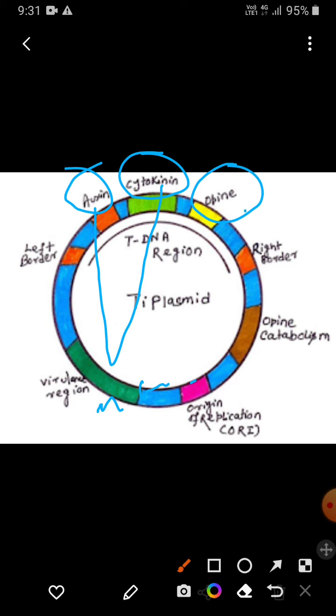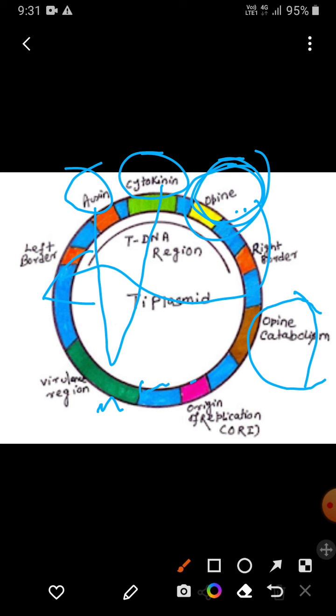Opine is an unusual amino acid which is not utilized by the plant cell. As a result, opine is believed to be utilized by Agrobacterium tumefaciens. Because, as you can see, an opine catabolism region and an opine metabolism region are also present, we can conclude that opine synthesized by the T-DNA in the plant goes back to the Agrobacterium tumefaciens, and this opine is utilized by the Ti plasmid.